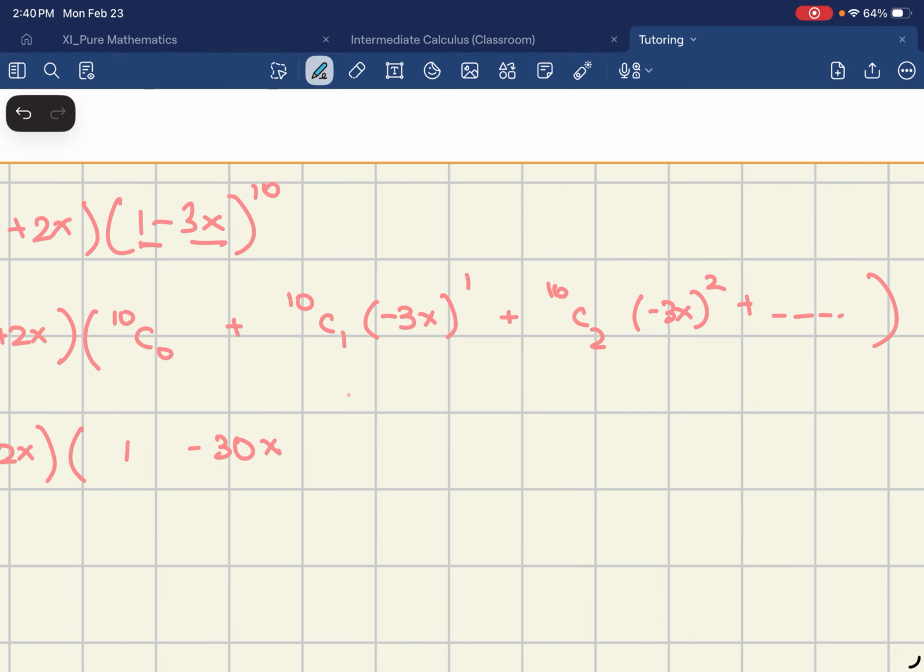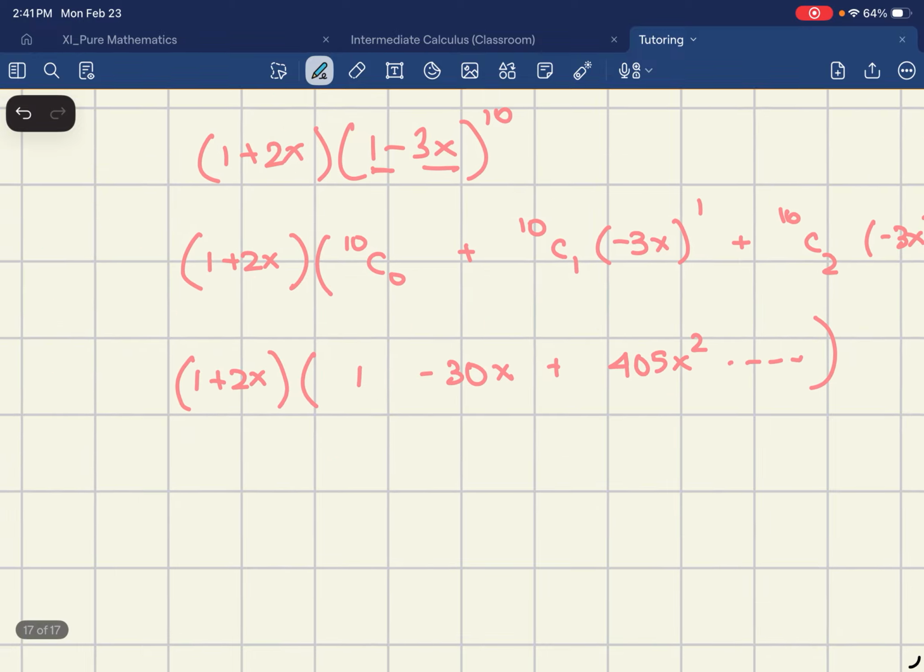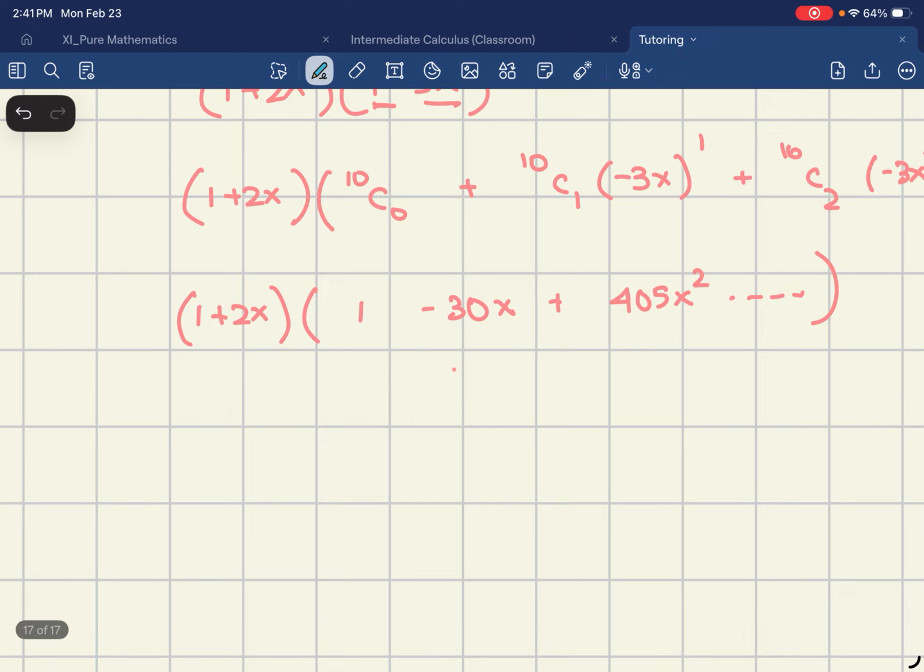So that is 10 times 5 times 9, that is 45. So plus 45 times minus 3 squared is 9 times x squared, right? And 45 times 9 gives you 405. 405x squared, and it goes on. The expansion has not ended here yet. But if I multiply these out, I'm going to get 1 minus 30x. I multiply everything here with 1 plus 405x squared.